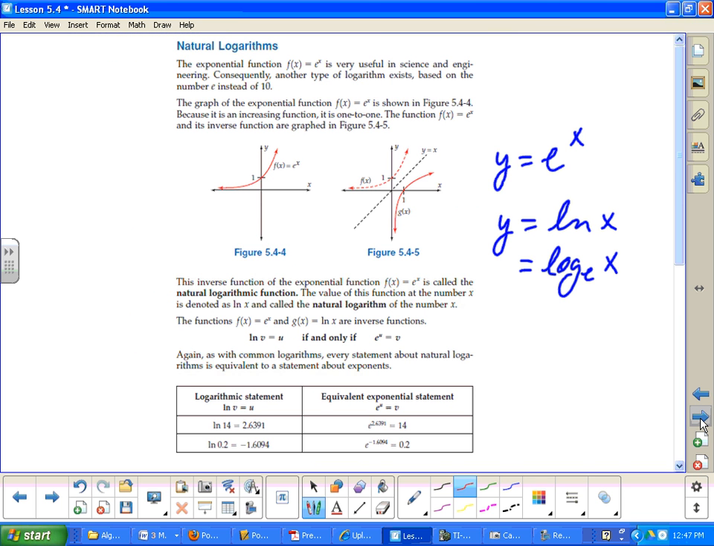Okay. Natural logarithms. Natural logarithms are logarithms with a base of e. So we have what's called the natural exponent, or the natural base is what e is called, and it's used for mostly compounding things continuously.